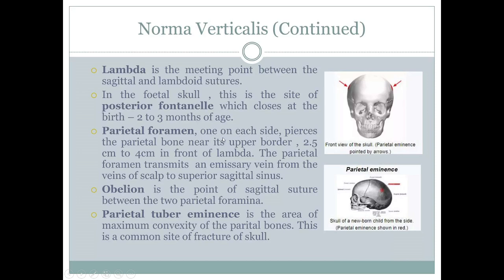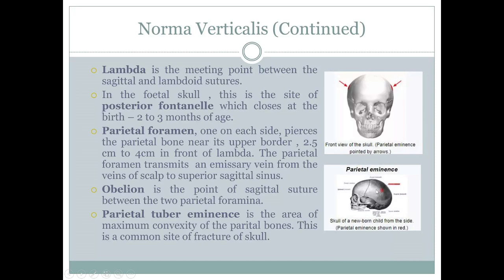Parietal foramen. One on each side, in the parietal bone near its upper border, 2.5 to 4 centimeters in front of the lambda. The parietal foramen transmits the emissary vein from the veins of the scalp to the superior sagittal sinus. Obelion is the point of the sagittal suture between the two parietal foramina. Then the parietal tuber eminence. It is the area of maximum convexity of the parietal bone.